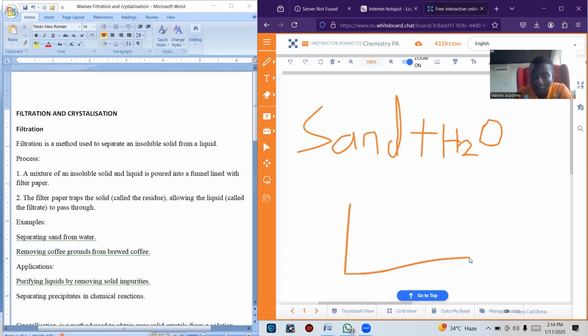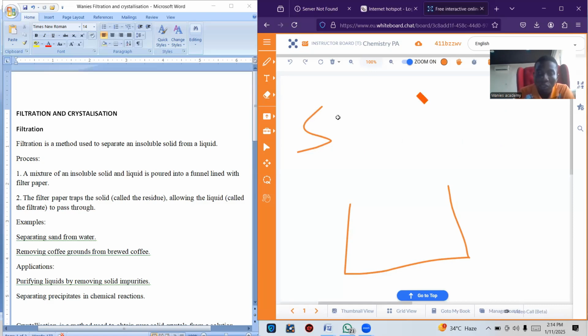So we'll have something like this. It should be molded to be in the shape of the funnel. Once we put the filter paper in the shape of the funnel, we put it into the container. Let's say this is our conical flask, and we have a funnel here. This is our funnel.